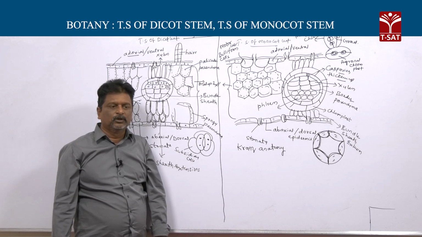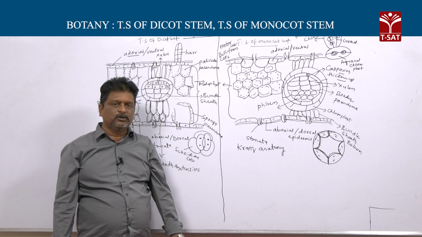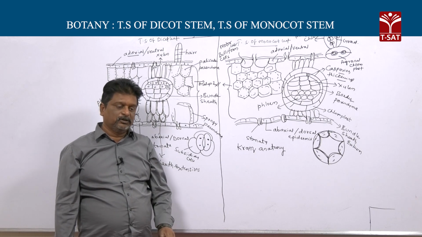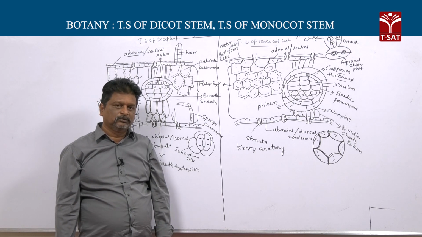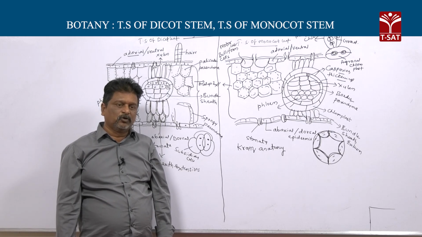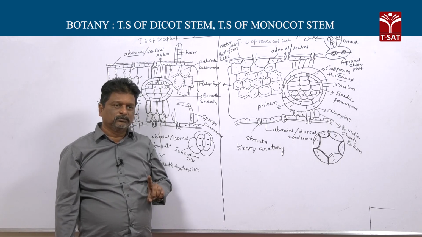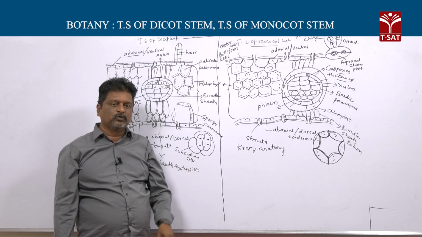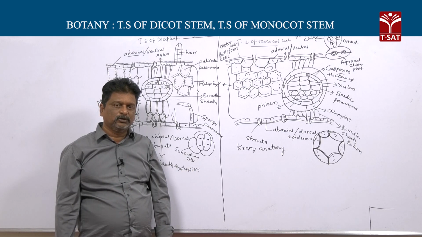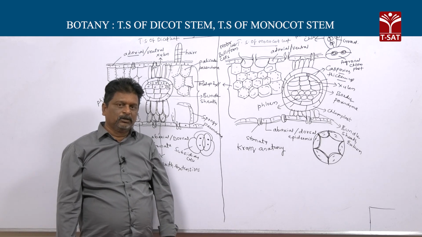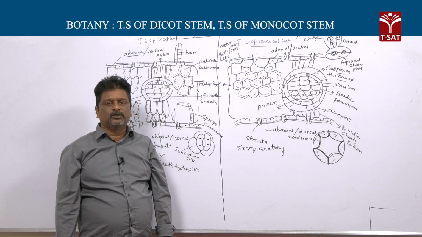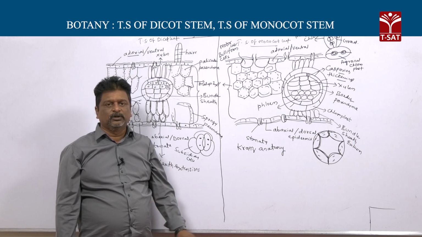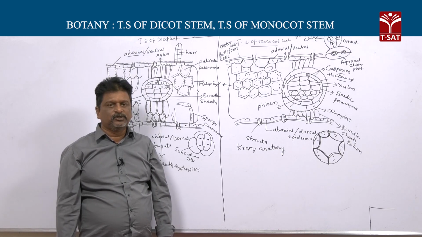So, if the question is, open type of vascular bundles means present in gymnosperms and dicot stem. If the question is, closed type of vascular bundles present in means root and leaves. If the question is, radial and closed vascular bundles, root. If the question is, collateral and closed vascular bundles, monocot stem and both leaves.